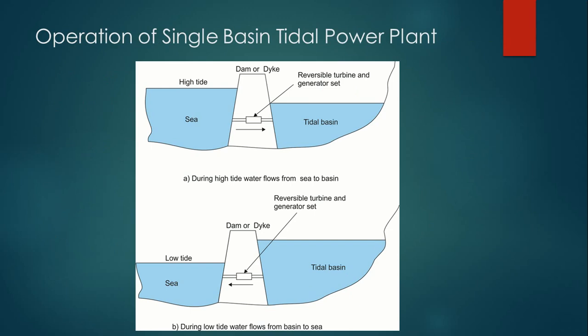Now let us see the operation of a single basin tidal power plant. When the incoming tide sea level and tidal basin level are equal, the turbine conduit is closed. When the sea level rises and is about halfway to high tide, the turbine valves are opened and the sea water flows into the basin through the turbine runner, generating power. This also raises the level of water in the basin.